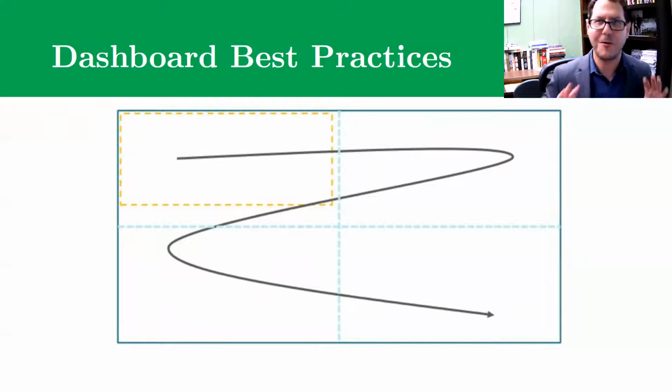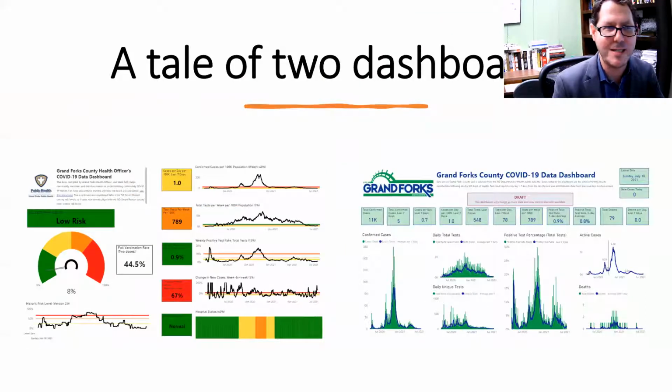At this point, this is all a little abstract because we haven't really looked at dashboards. So I'll make it a little bit more concrete and say, here are two dashboards that are actually communicating the exact same information. The dashboard on the left is from the county health officer for Grand Forks County. And the dashboard on the right was developed by the city of Grand Forks to communicate the exact same information. You can go to the Grand Forks city website and see both of these dashboards. They always put the city one before the county one. And there are some interesting differences in these two dashboards that I think are worth highlighting.